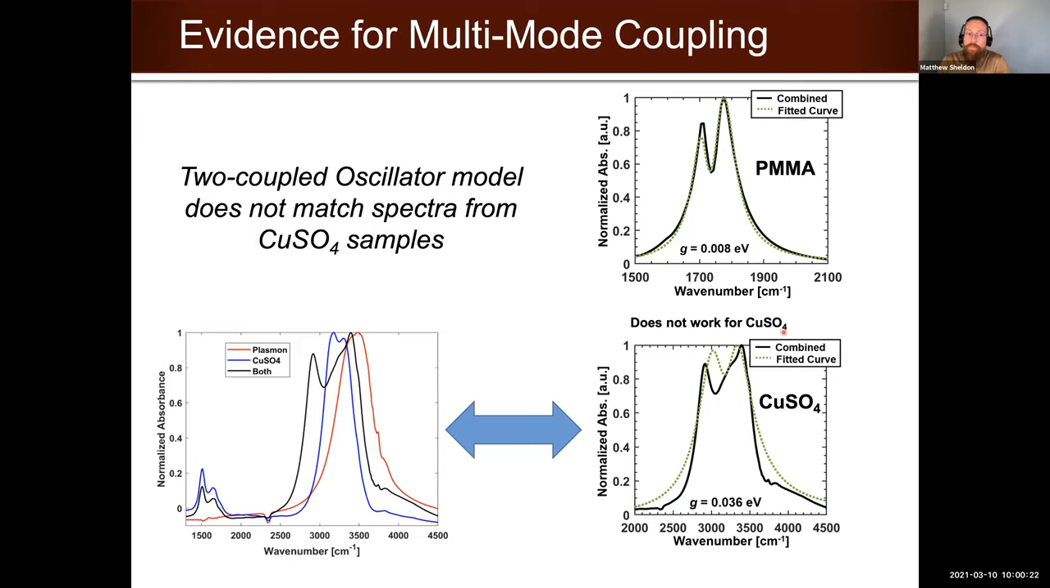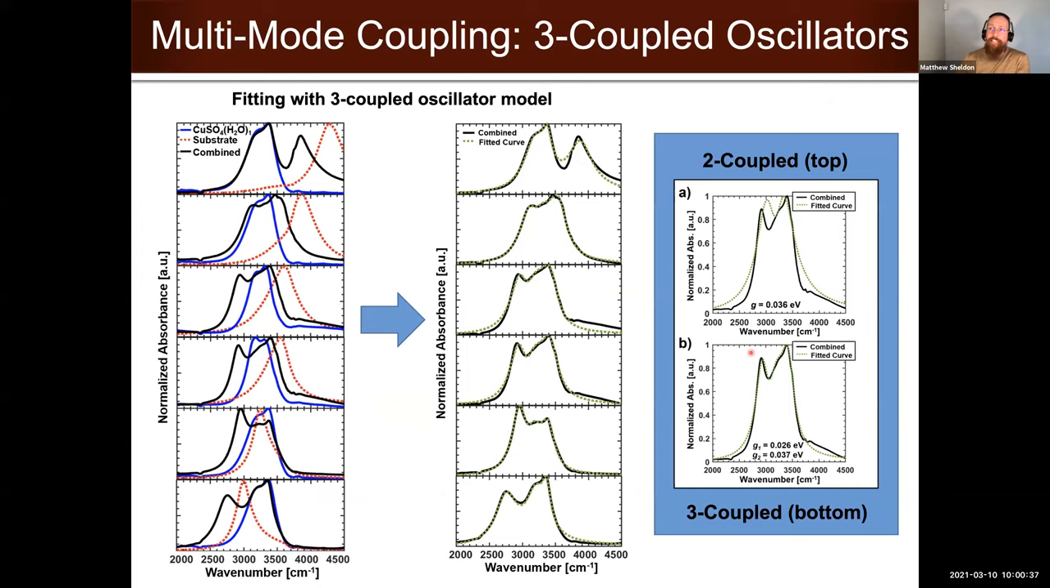So here again is our more complex copper sulfate signal. And if we try to fit it to a two-coupled oscillator model, it just doesn't work. We just see the sort of two-coupled spectrum that you expect. And again, this is where I talked with some of the people in the audience today to try to help understand this data. And I appreciate them for their feedback at the time I was asking questions.